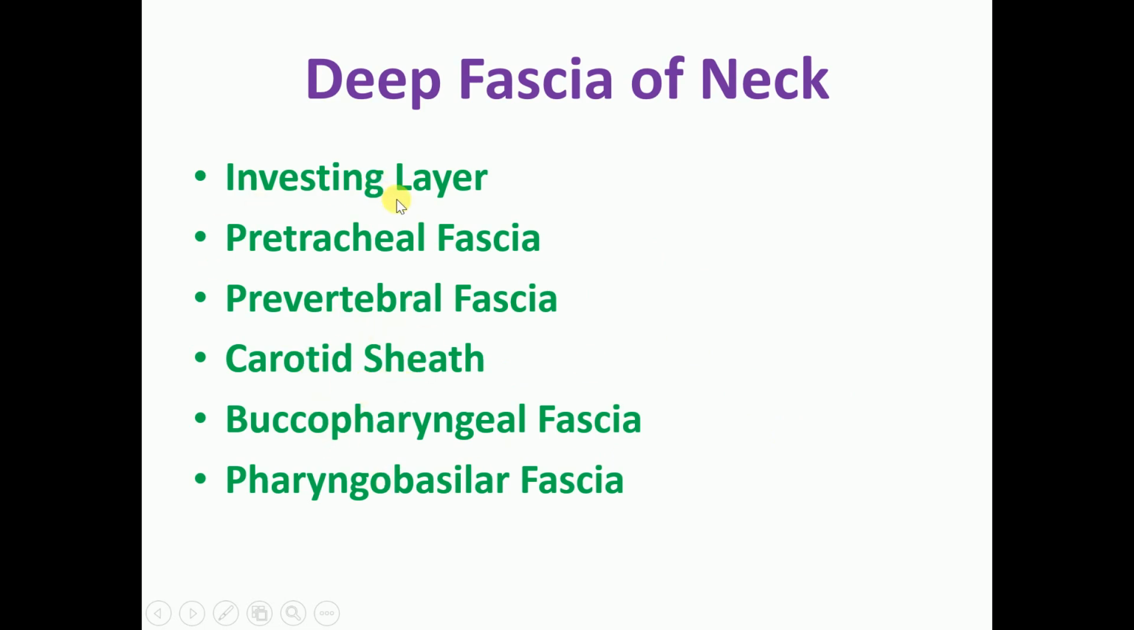The layers of the deep cervical fascia form fascial planes that direct the spread of infection or pus in the neck region. So the deep cervical fascia mainly consists of three layers from inside to outside, that is the investing layer of deep cervical fascia, the pretracheal fascia, and the prevertebral fascia.